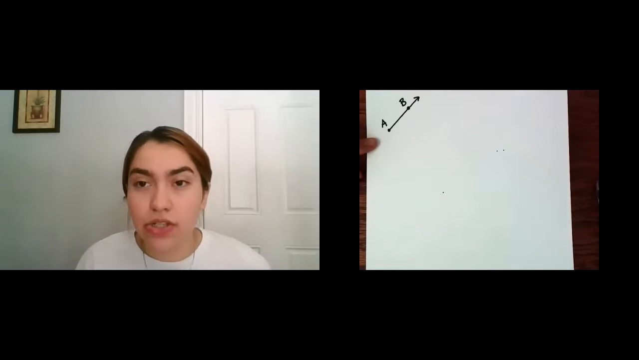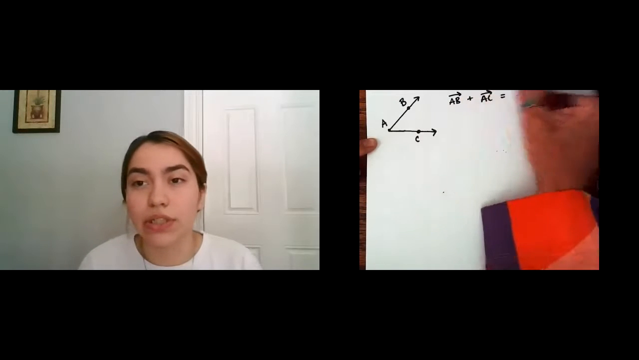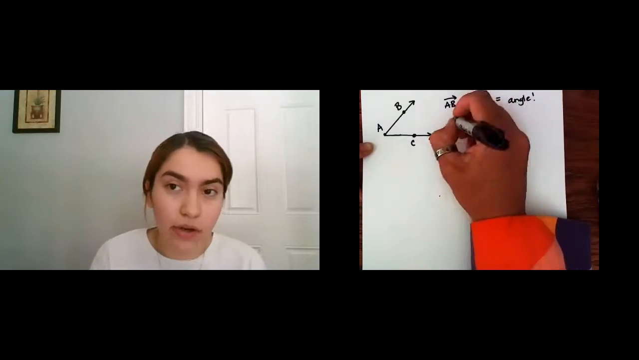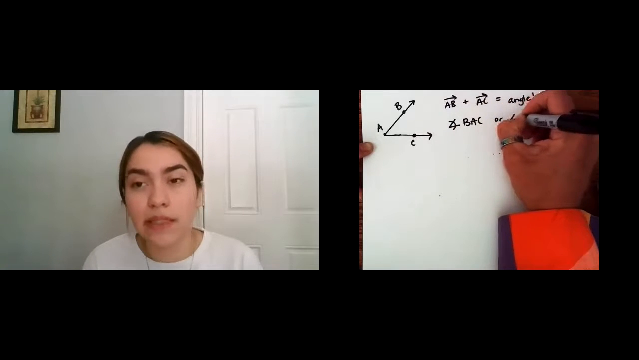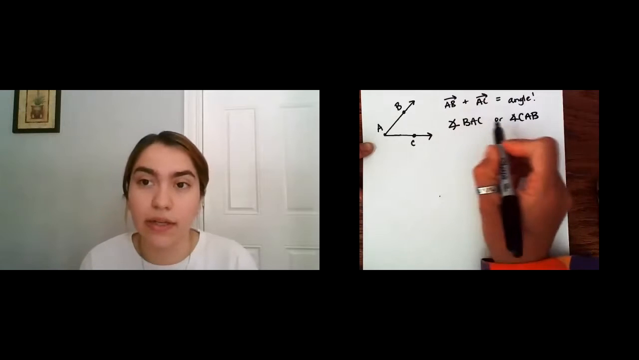All right, so let's say we have ray AB. So we are going to add another ray, being ray AC. And when you have two rays that have the same exact endpoint, you are actually creating an angle. So when writing an angle, you could write it to either be angle BAC or angle CAB. Always remember to write your angle symbol before the actual letters to indicate that you are talking about an angle.